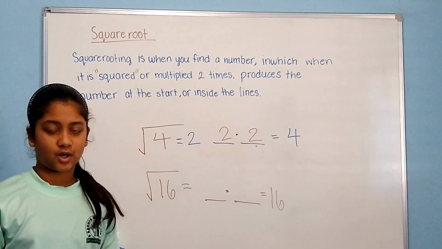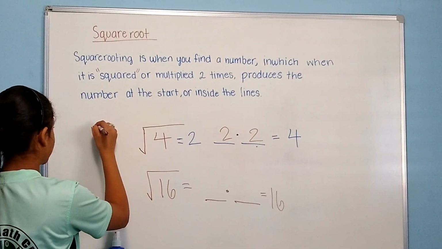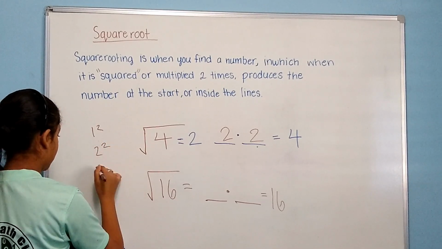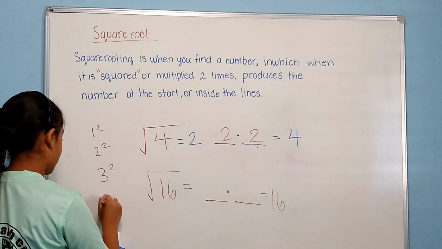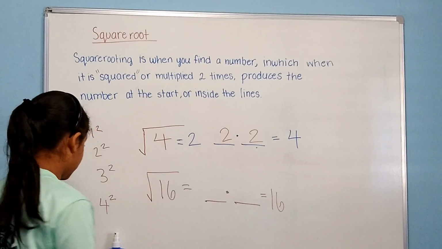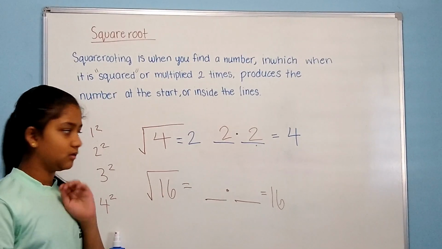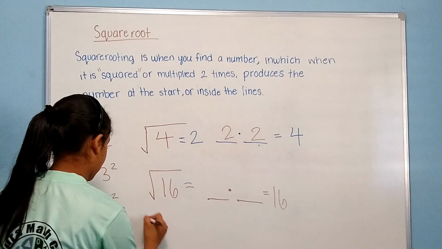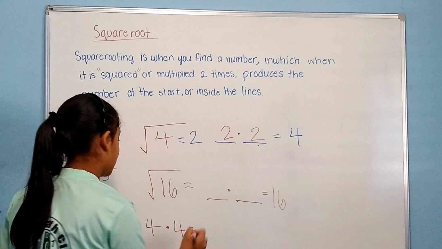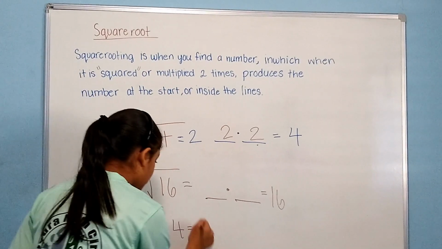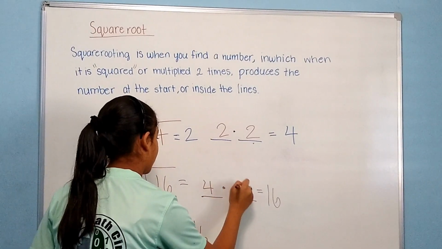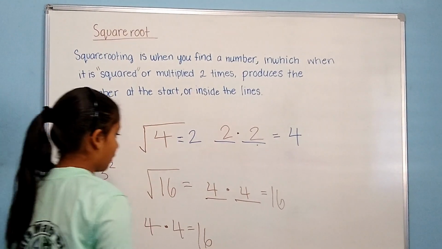Now again, let's go back to our charts. So we know 1 squared, 2 squared, 3 squared, and 4 squared. Now let's look at 4 squared. Well, we know that 4 squared is basically 4 times 4. And let's see whether 4 times 4 is equal to 16. So that's 4, 8, 12, 16. So 4 squared does equal 16. So the square root of 16 is going to be equal to 4.